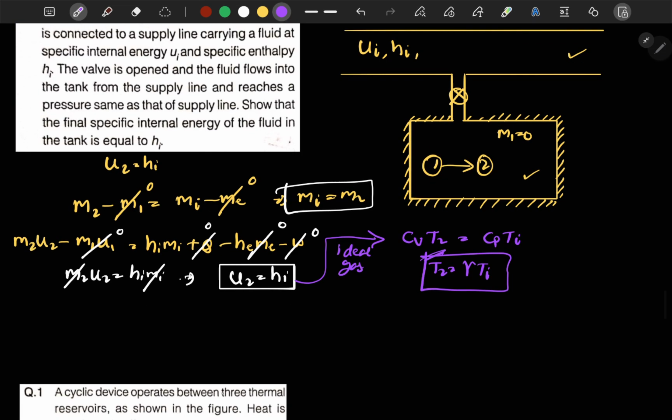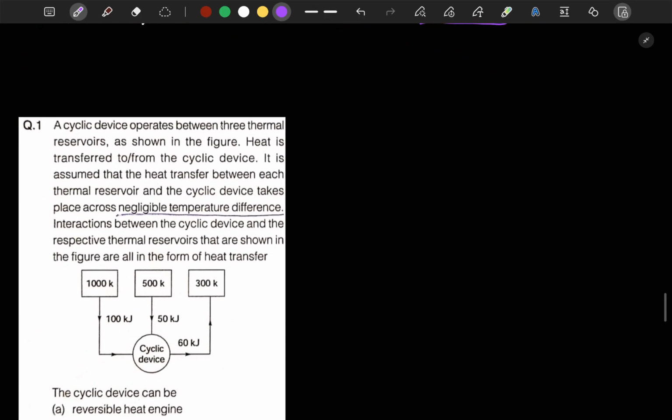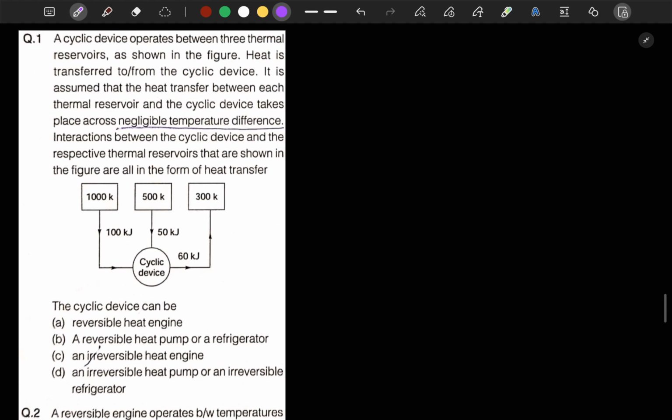Now with this question we have completed the last question I intended to solve with you on the topic application of first law of thermodynamics. So from here we will start our questions related to chapter 6, that is second law of thermodynamics, and chapter 7, entropy. So we will start with question 1.